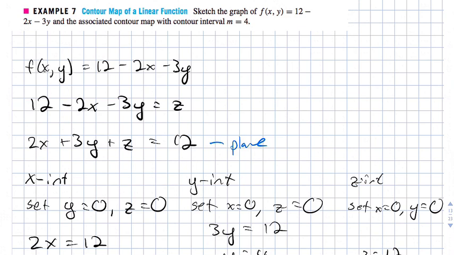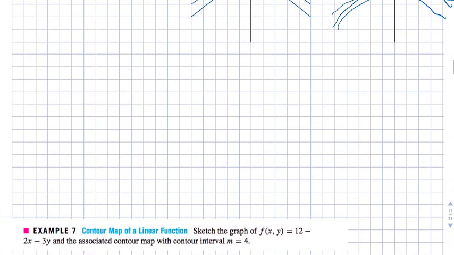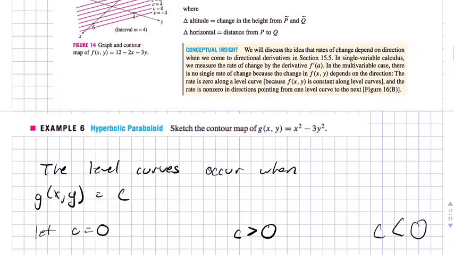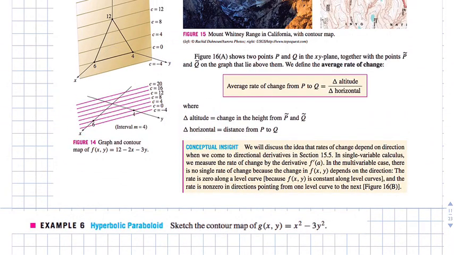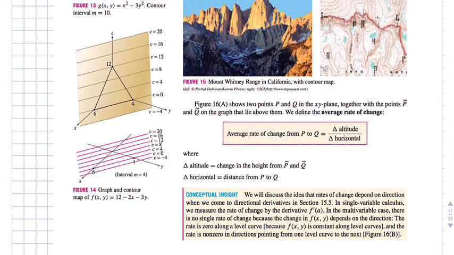So the contour map over intervals of 4. Now we have a contour map up here. As the C's increase, notice with this contour map, we're moving down the y-axis, and as C's go negative, we're moving up the y-axis. So that matches our graph.